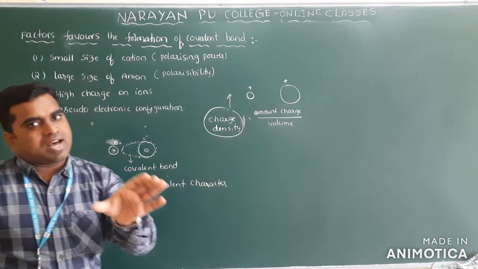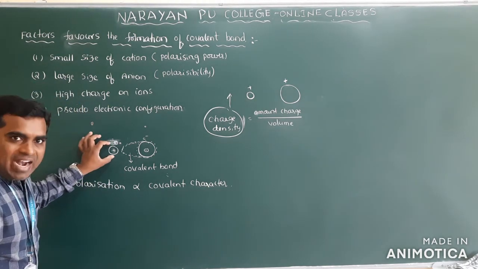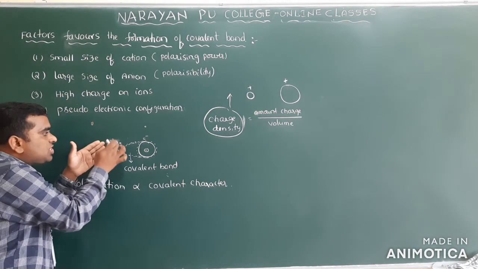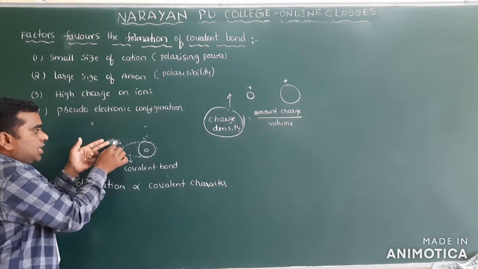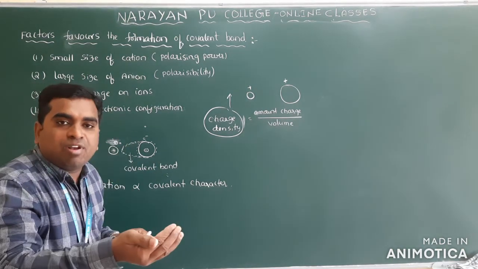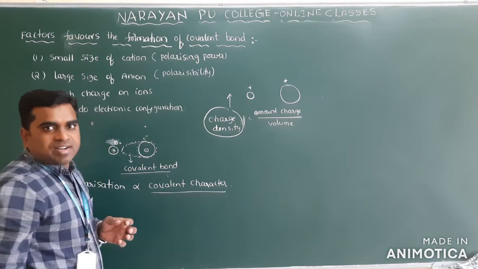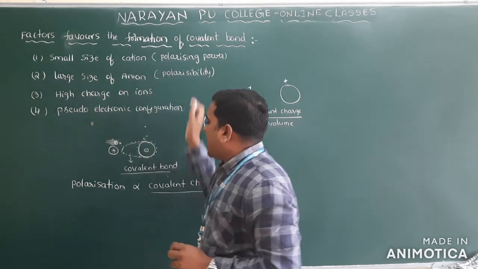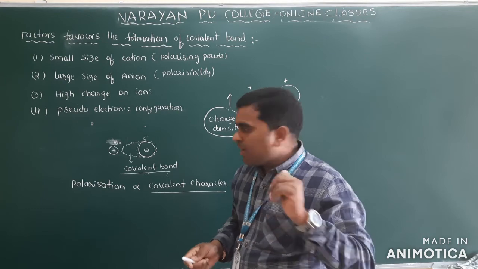Either it is a negative charge or a positive charge. Clear? If I take a small cation, the positive charge density will be more. Since the charge density is more, it will attract the electrons of the anion more. So the polarization will be greater, and the covalent character will be greater. So this small cation leads to the formation of a covalent bond. Clear?